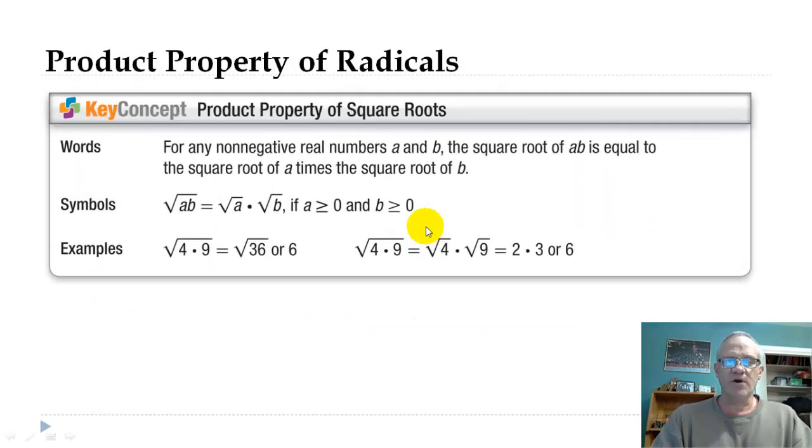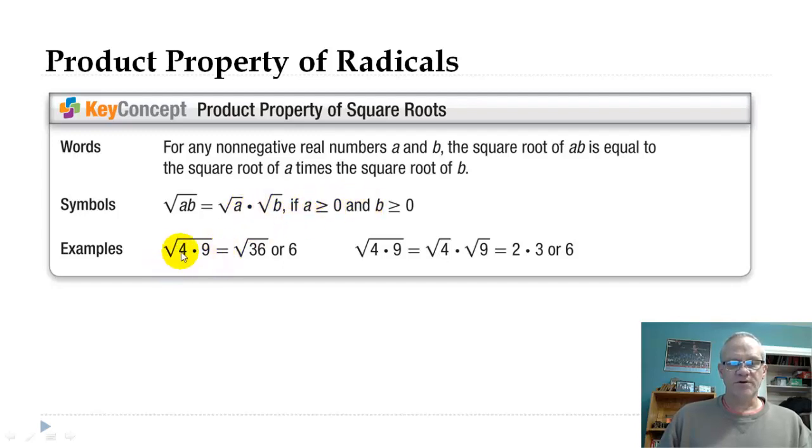Okay, so here's the product property of square roots. Basically, what it says here is whatever's under the square root, to try to clean this up for you, you can split it up through multiplication. So, example here. They say the square root of AB could be written as the square root of A times the square root of B. Okay? And again, this is if A and B are positive.